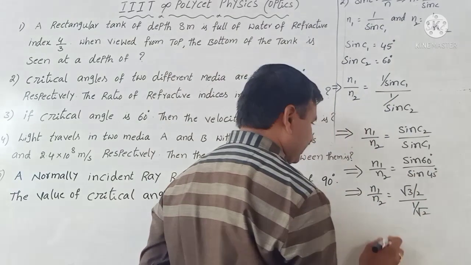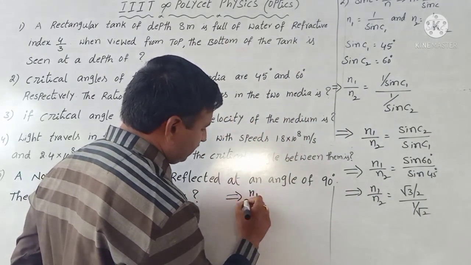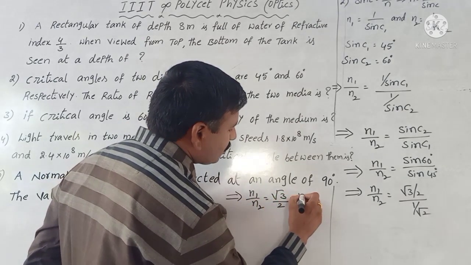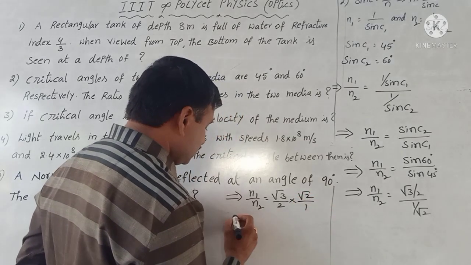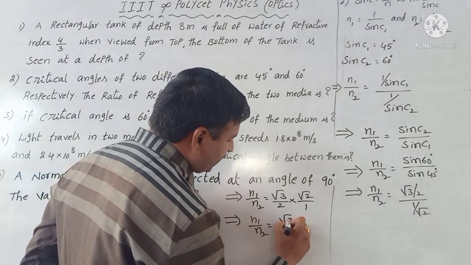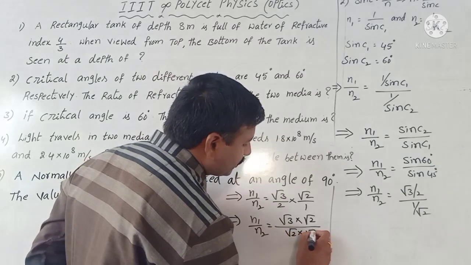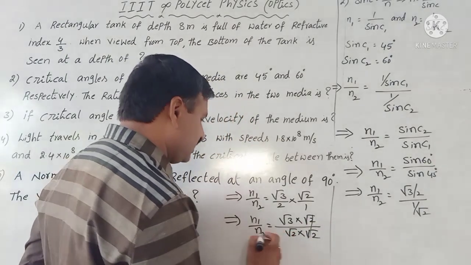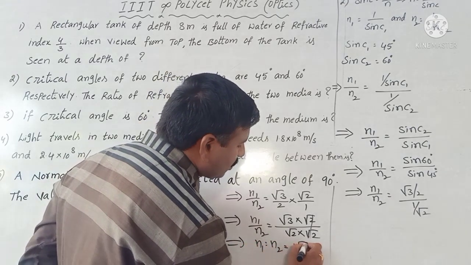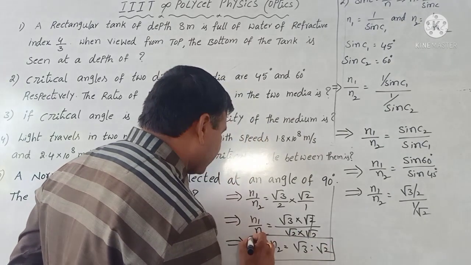2. So n1 by n2 equals root 3 by 2 into root 2 by 1. That implies n1 by n2 equals root 3 into root 2 by 2, and we write 2 as root 2 into root 2. So root 2 cancels. Then the ratio n1 is to n2 is equal to root 3 is to root 2. It is the ratio of the refractive indices.